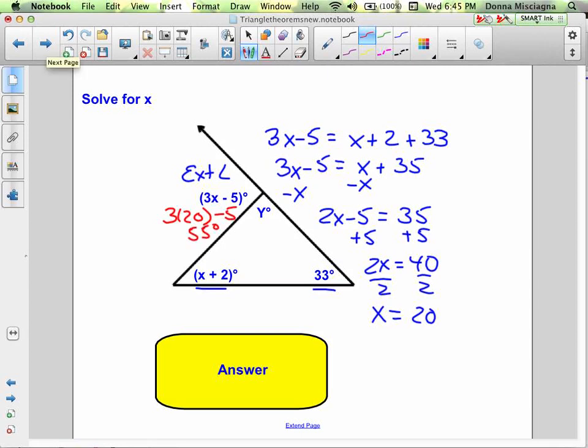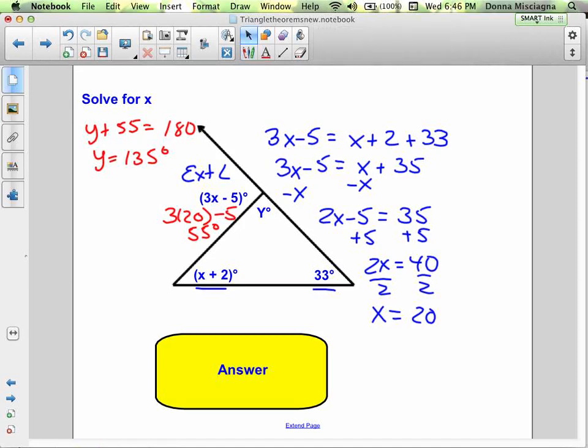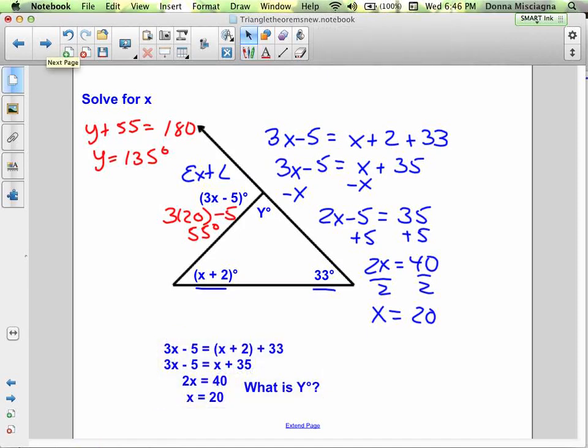That means y plus 55 will equal 180. And that means that y is 135 degrees. And let's see if we got our answer right for x. And we did. If we didn't get it right, then y would be wrong too. So there's how you solve that one. If you're asked to find the angle measure, make sure you plug it back in. Don't work with the x value if that's not the actual angle measure, if it's only part of the angle measure.